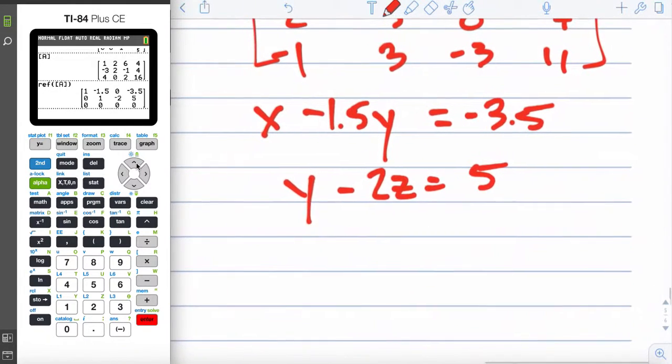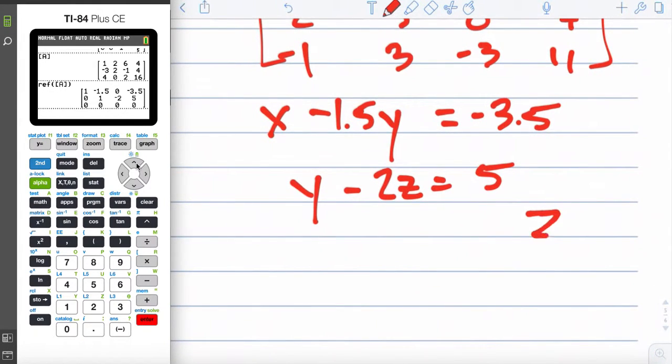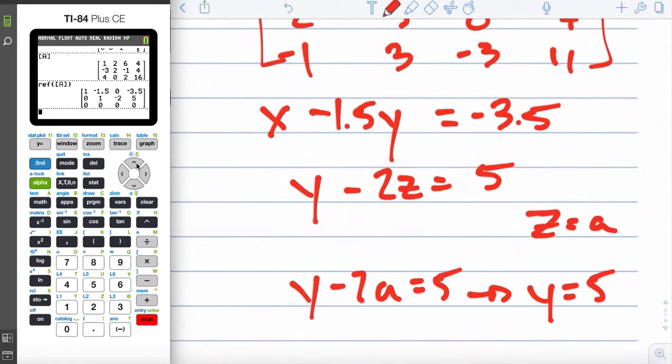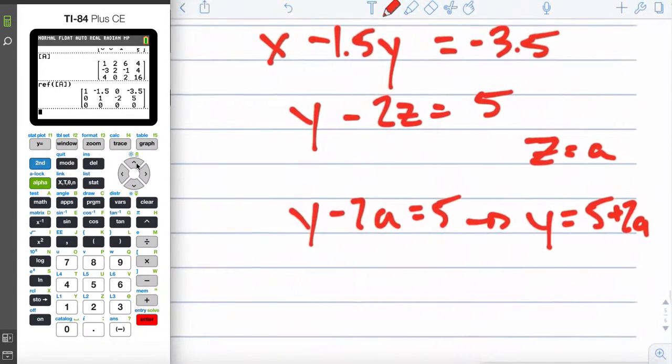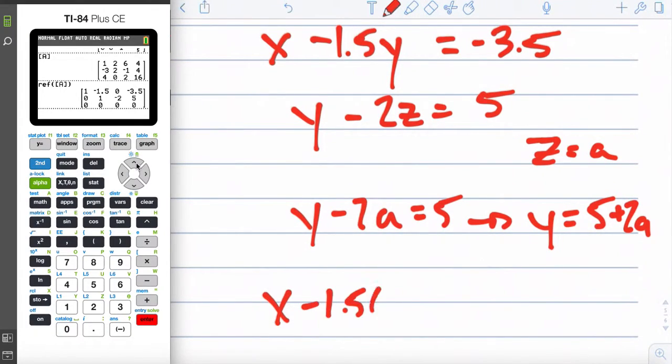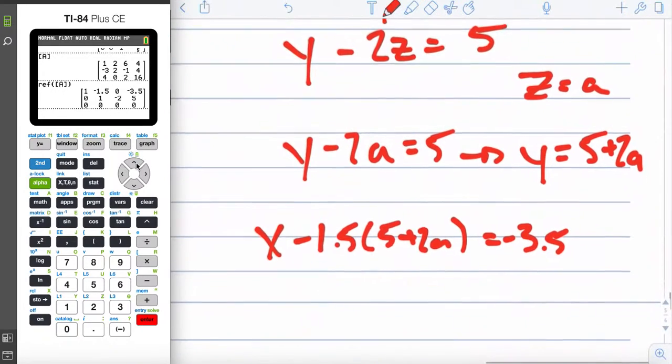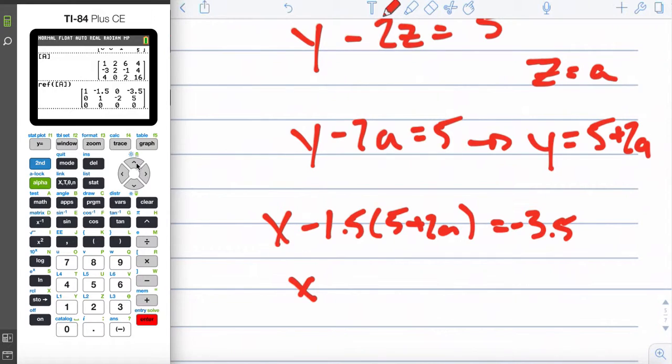Okay, so generally with these, we'll let z equal a. And so that means y minus 2a is equal to 5. So y is equal to 5 plus 2a. And then in the top one, x minus 1.5 times 5 plus 2a is equal to negative 3.5. So we get x minus 7.5 minus 3a is equal to negative 3.5.